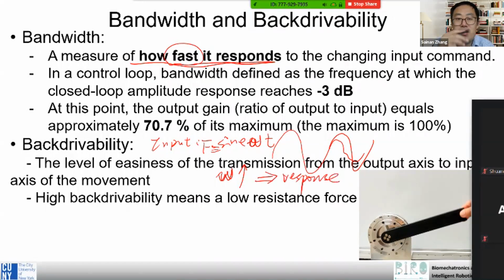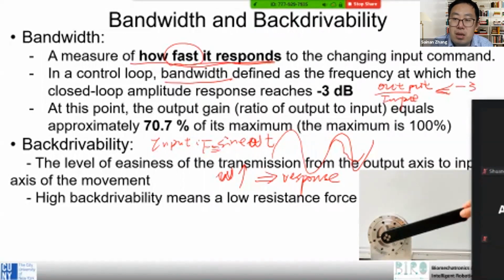In a control system, bandwidth is defined as the frequency at which the output, in terms of the transfer function, divided by the input, becomes smaller, specifically at -3 decibels. This is about a 30% reduction of the magnitude, so the output is about 70% of the input.